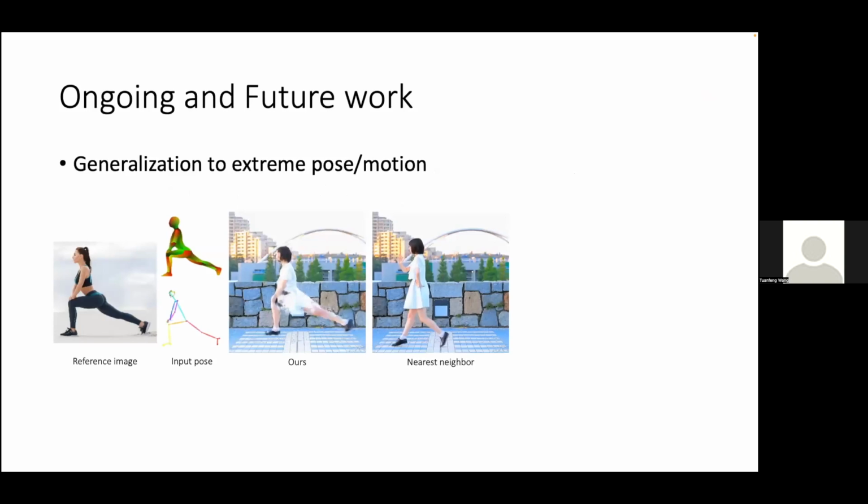For the ongoing and future work, one thing that is very interesting here is the generalization to extreme pose and motion. This is the crazy movement I was talking about. Here's an example. If you find an image from the internet and you extract the pose, and this is not really covered by the dataset that we trained the network on, the synthesis is good everywhere, but for the leg splitting part, there are a lot of artifacts. On the right side we show the nearest neighbor from our train set.